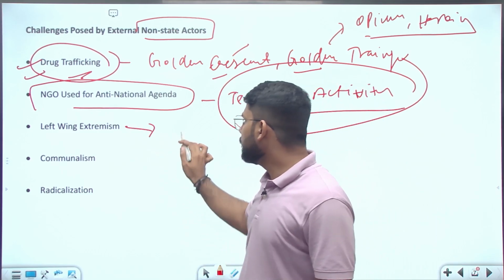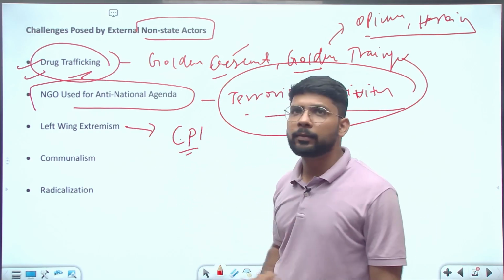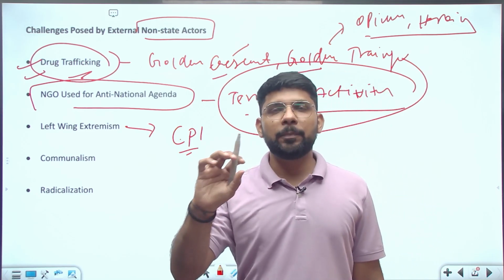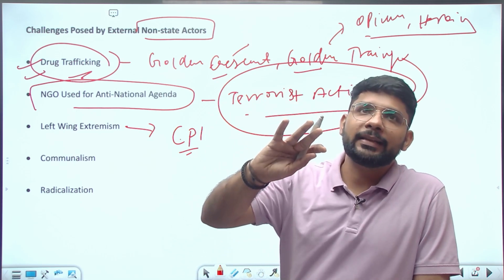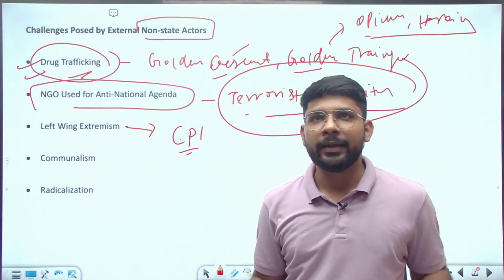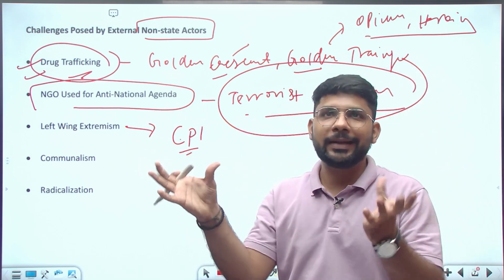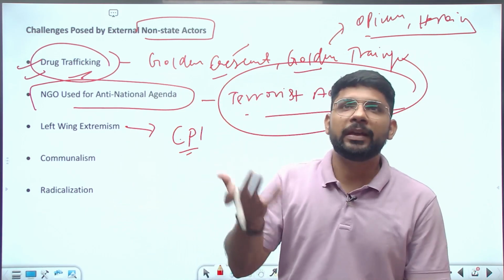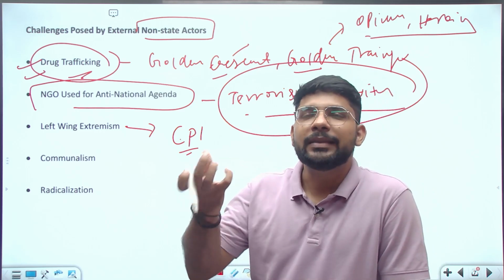Left-wing extremism through the CPI. They are sponsored by the CPI, some of the non-state actors which are sponsoring left-wing extremism in the country, in middle India, in central India, in some parts of eastern India. The left-wing extremism is sponsored by these non-state actors.